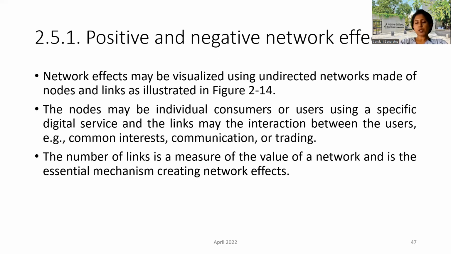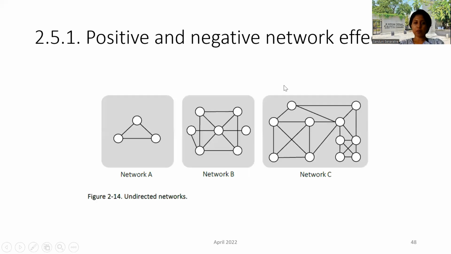Network effects may be visualized using undirected networks made of nodes and links as illustrated in figure 2.14. So if we look at figure 2.14, 3 different networks have been illustrated here. And if you really look into these, you will observe the networks are made of nodes. Nodes are these small circles. And also links. Links are the relationships or interconnections between the nodes, right?